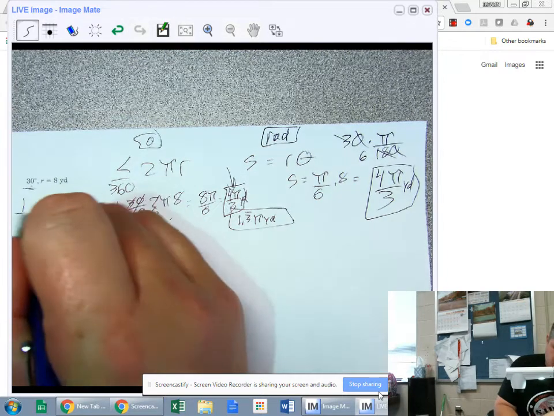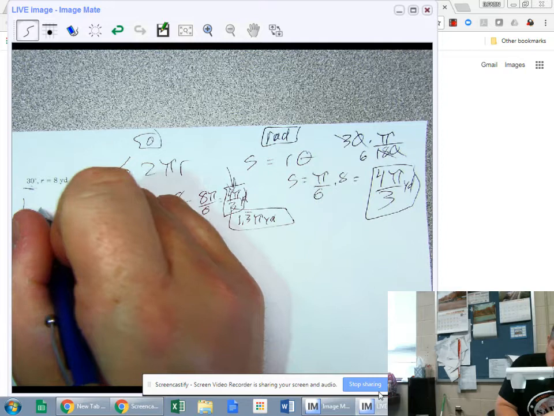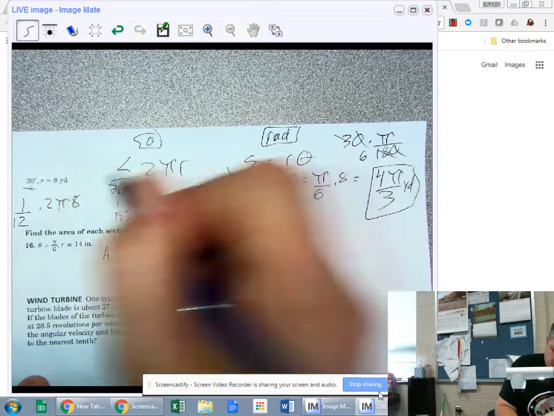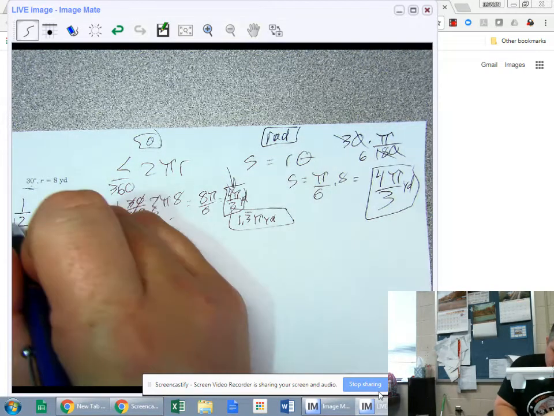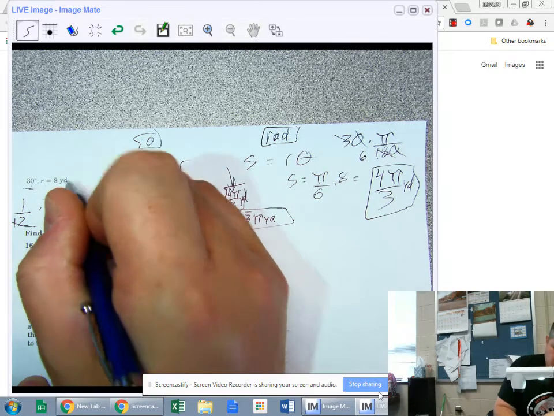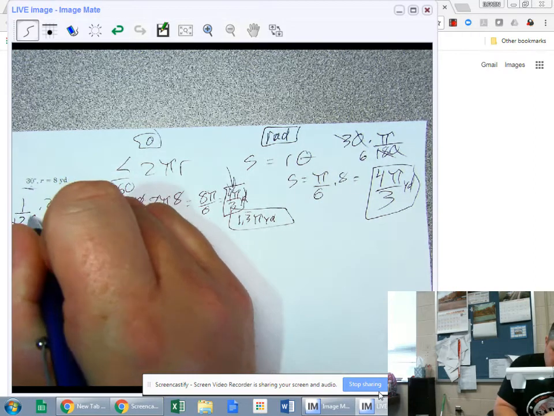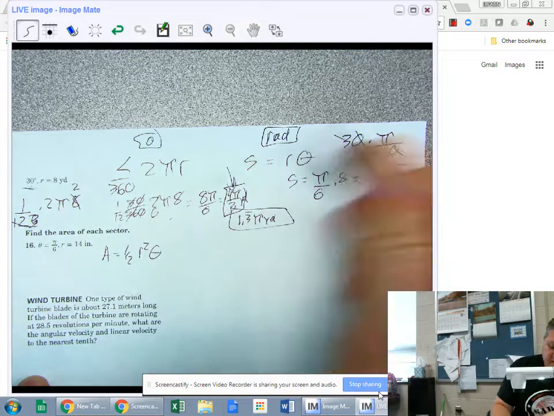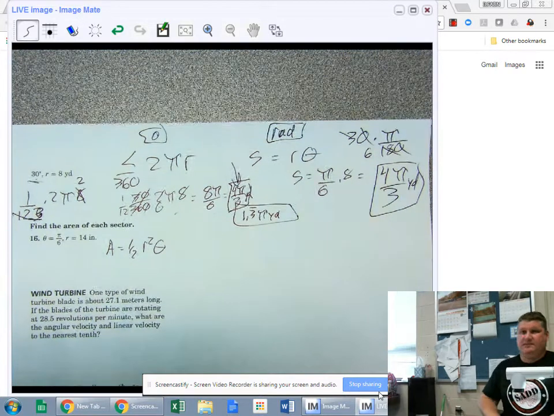If you'd like to see it more clearly, 1/12 times 2 pi 8, right? Can I divide this and this both by 4? So that gives me a 2 and a 3. Do you agree with that? Which gives us the 4 pi over 3.